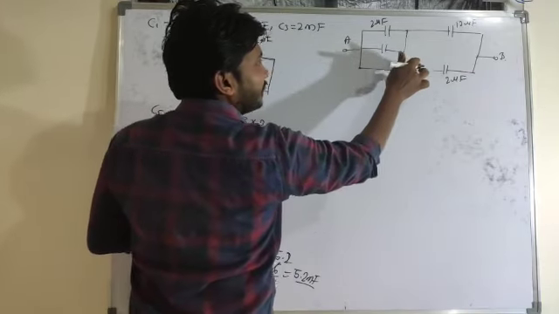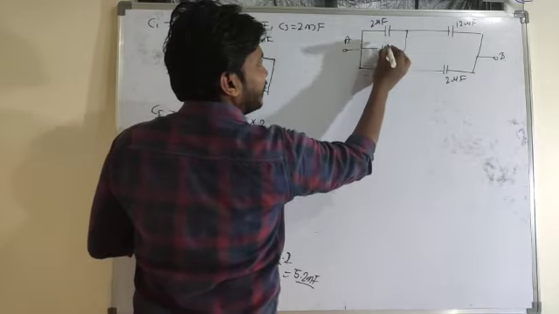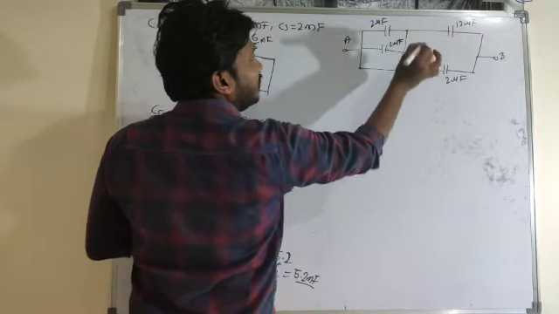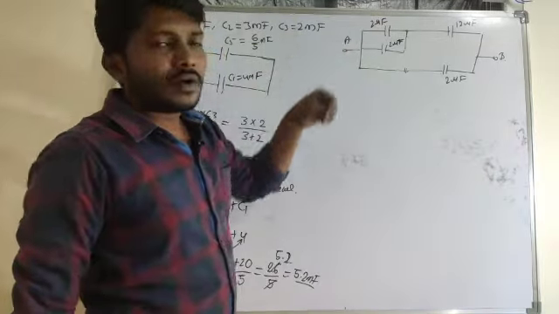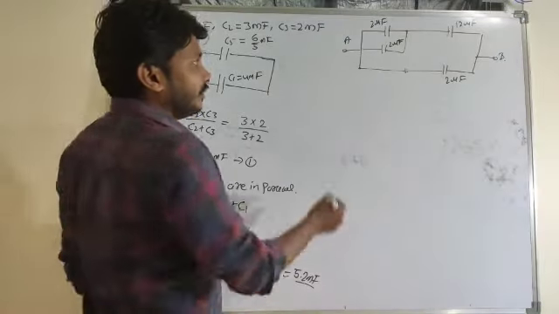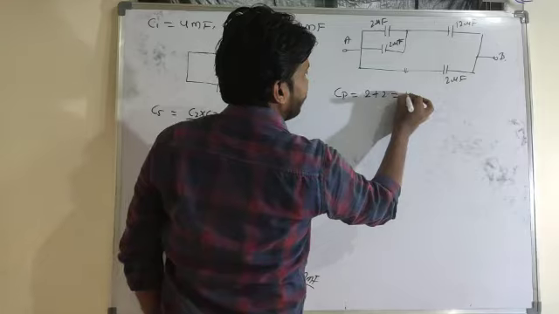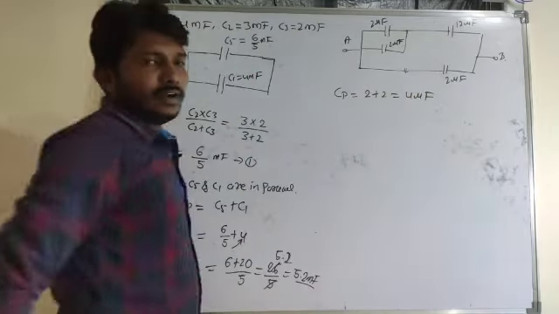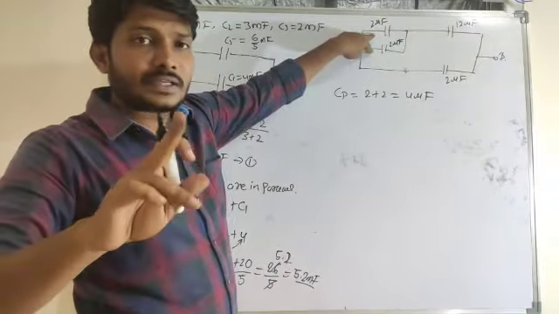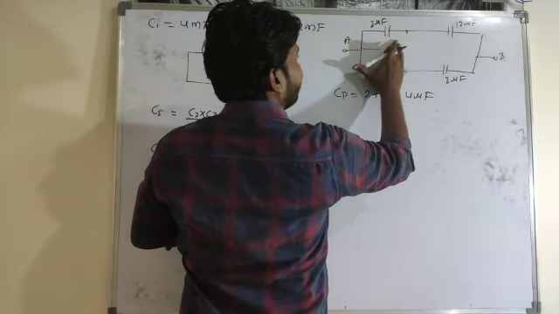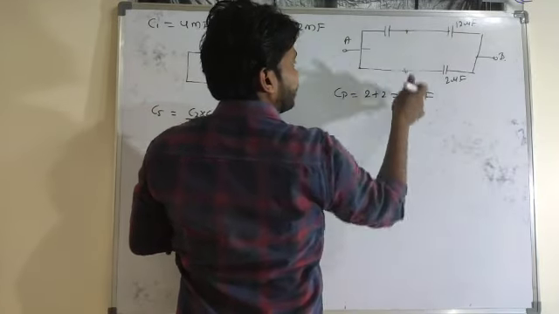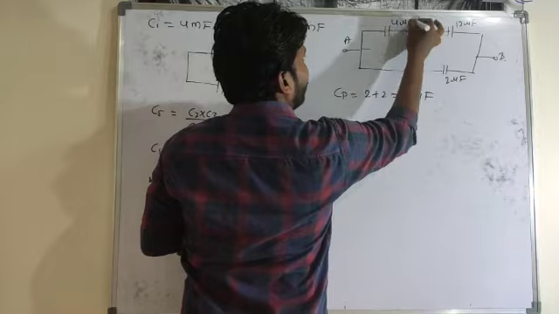Shall I rearrange? Instead of connecting here, I will connect here, to avoid the confusion. Now look at here. What is the nature of combination between 2 microfarad and 2 microfarad? That is a parallel combination. C of P is equal to 2 plus 2, 4 microfarad. So instead of two capacitances, I got a single capacitance here, and its value is 4 microfarad.